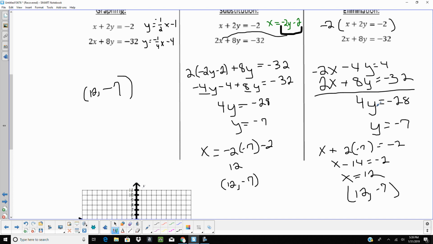And add them together, and I got 4y equals negative 28. Y equals negative 7. Plugged it back into the top equation, and I got 12, negative 7. So I got the same answers all the way through. If I would have just seen this problem, though, I would have gone straight to elimination.